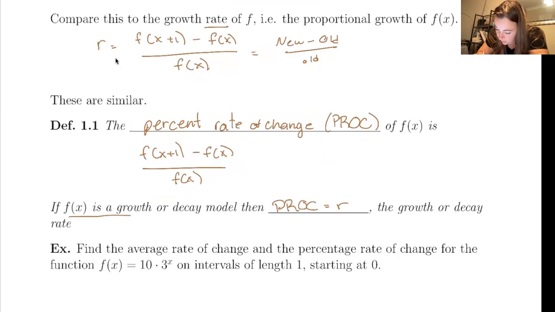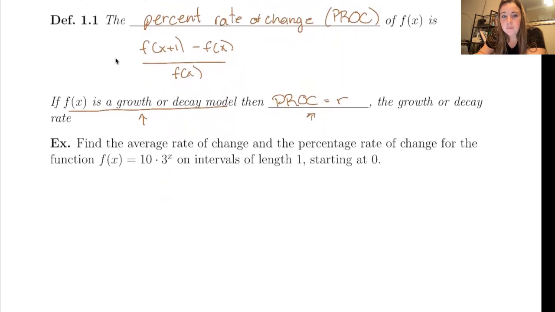So if it's a growth or decay model, then this will happen. So we need to first meet this first criteria to have this second criteria met, okay? If it's a linear function, its percent rate of change isn't going to be the same every time, okay? Only if it's an exponential, which is a growth or decay model.